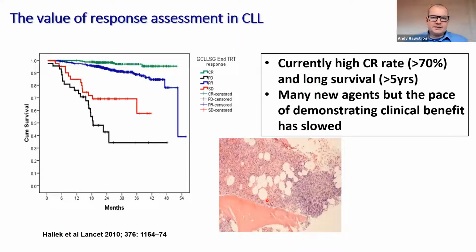The classic response assessment rests on normalization of full blood count, resolution of lymphadenopathy, and so forth. And these kind of morphological approaches, looking for residual nodules in the bone marrow, are highly effective at identifying patients with a poor outcome. But actually, the majority of patients now are getting complete remission, so morphologically undetectable disease and long survival rates. And so there's been an interest in using more sensitive measures to assess response and monitor.